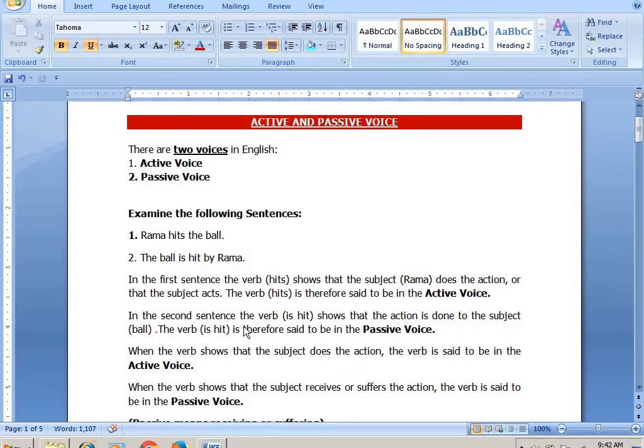In the second sentence, that is, the ball is hit by Rama, the verb is hit shows that the action is done to the subject, the ball. What is the action, students? The action of the hitting is done to whom, students? The ball. And so, the action is done to the subject, ball. So, the verb is hit, therefore said to be in the passive voice. So, students, though it gives you the same meaning, one is in active and one is in passive.